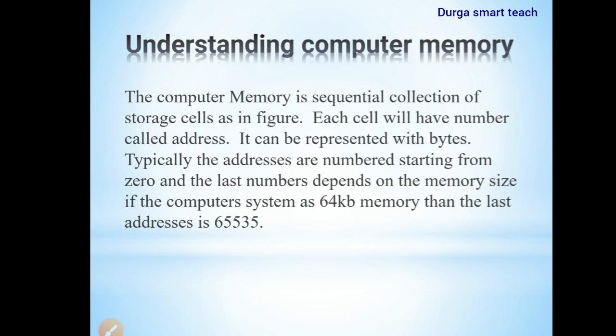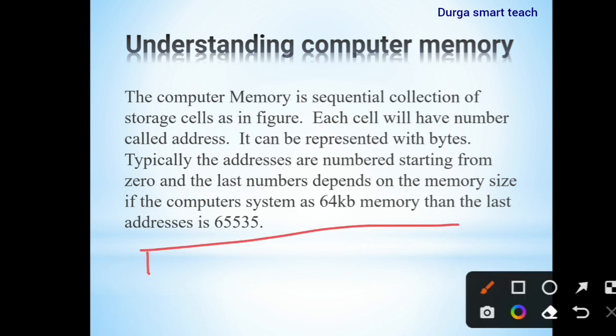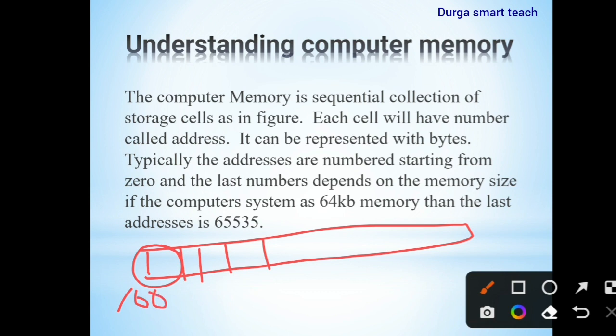Today I am going to discuss understanding computer memory. First of all, memory is used to store data. Computer memory is a sequential collection of storage cells, as in the figure. Each cell will have a number called an address. Memory is divided into cells, and each cell contains an address. This is 1001, next 1002. Every cell has a unique address, that is the memory address.